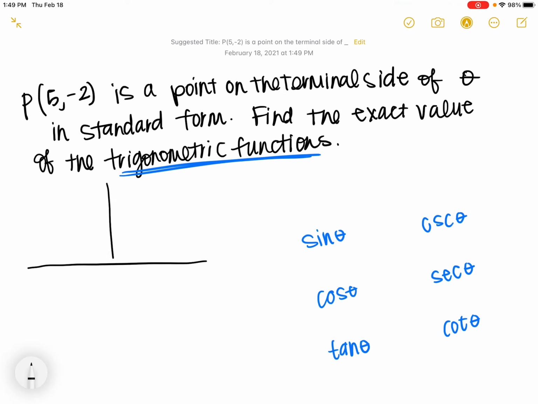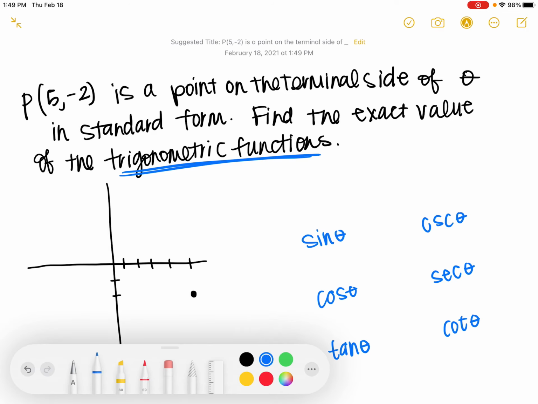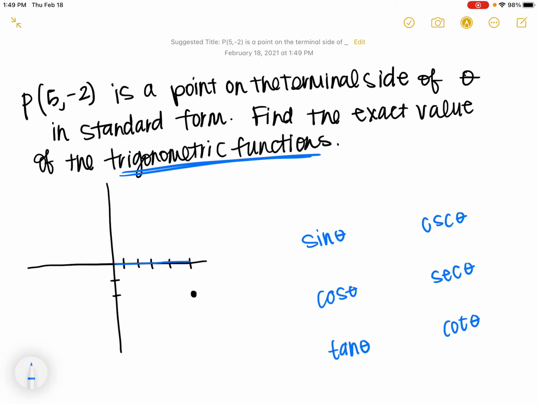So let's pull up our graph. And we have the point (5, -2). So 1, 2, 3, 4, 5, 1, 2. So that's going to be about right there. Okay, and we can draw this angle. So this would be our initial side, right? This would be our terminal side. And then I could just create a triangle from this. Okay, there. Oh, that should be right on the 5. Create a triangle. And theta is right here.